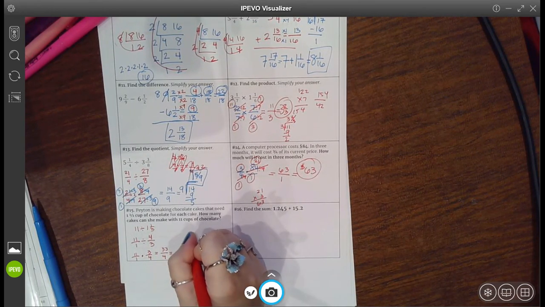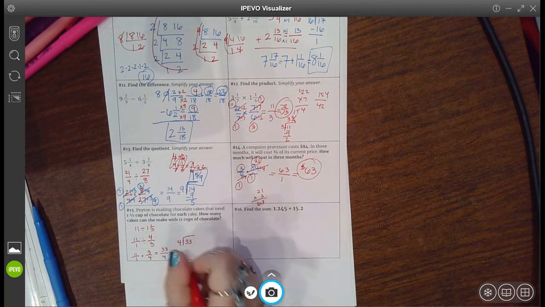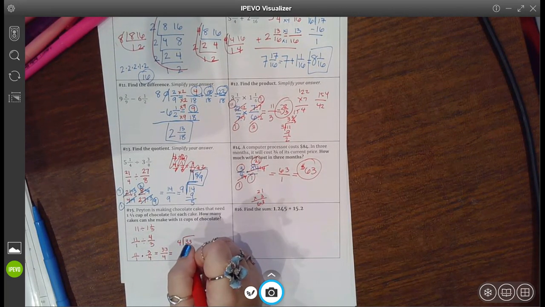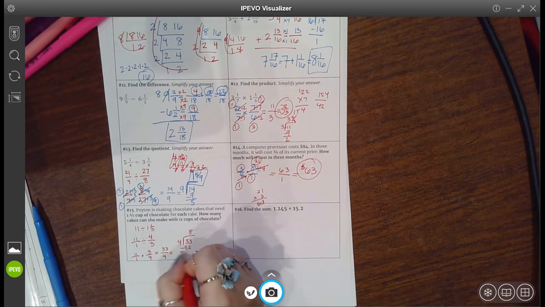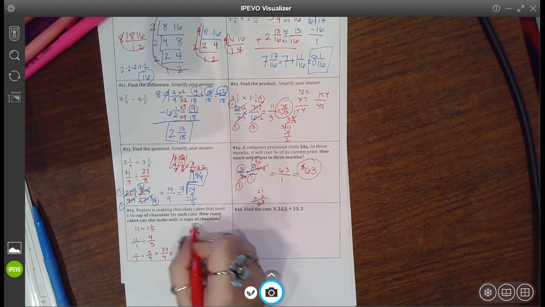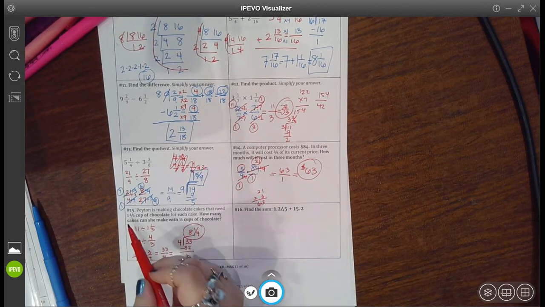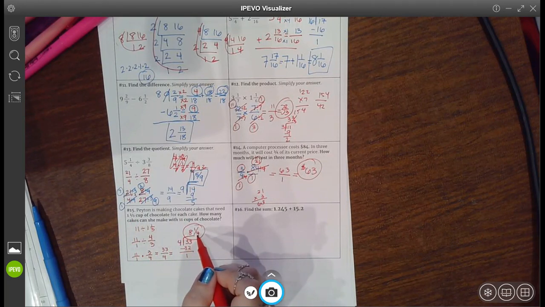So you take the top divided by the bottom. Remember, in and out, inside the house, outside the house. 4 goes into 33 8 times. When you subtract that, you get 1. So you put your remainder over what you divided by. So if it's 1 1/3 cups needed for each one, and she has 11 cups, she can make 8 1/4 of a cake.